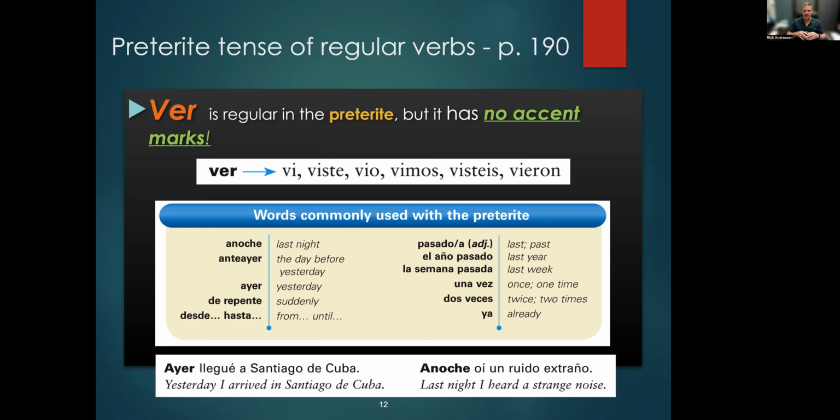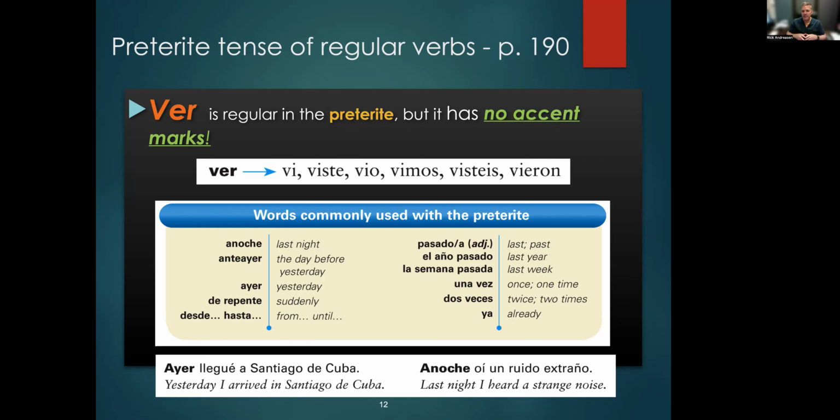Anoche means last night. If you want to say tonight, it would be esta noche, this night, and last night would be anoche. Ayer means yesterday. That's the next word. They probably should have put that one first, but anyway, ayer means yesterday, and ante means before. So the day before yesterday is anteayer. It literally means before yesterday. So anoche, last night, ayer, yesterday, anteayer, all written as one word, the day before yesterday.